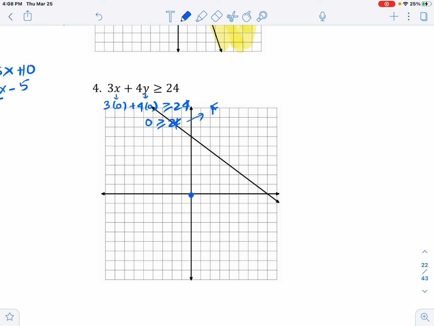No, that's false. If it is not, it means this area is not the solution area. It means the other half plane is the solution area. So we graph it, shade it here. So let's move to the other part.